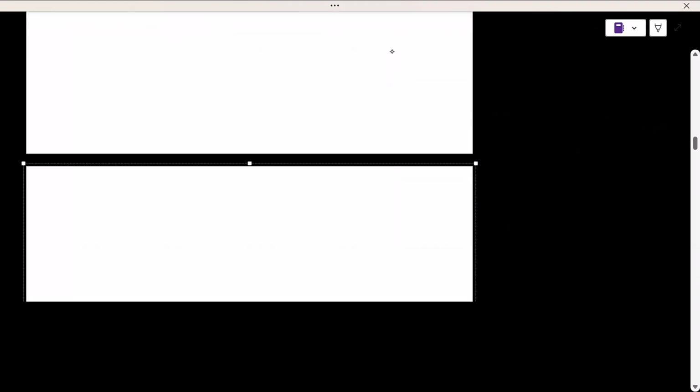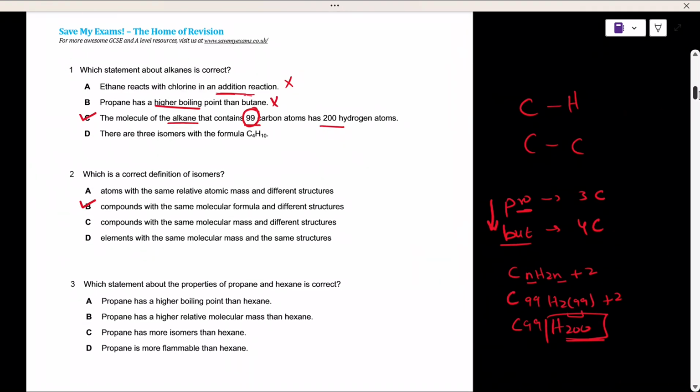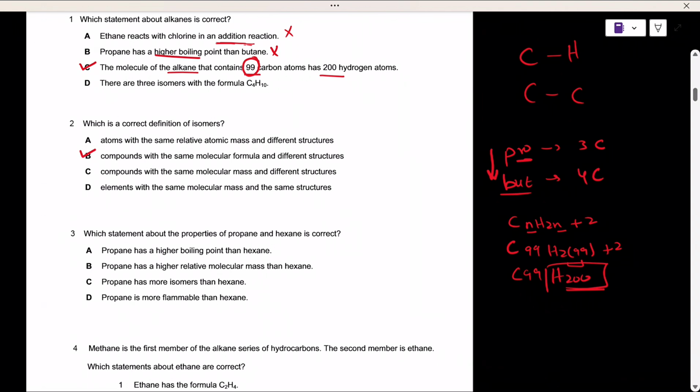Okay, let's look at question number 3. Which statement about properties of propane and hexane is correct? Propane is a 3 carbon atom molecule, and hexane is a 6 carbon atom molecule. Option A: propane has a higher boiling point than hexane. No. Why? Again, the same logic. Propane cannot have a higher boiling point than hexane, so this is not correct. Because hexane is a larger molecule, and a larger molecule is going to have a higher melting and higher boiling point.